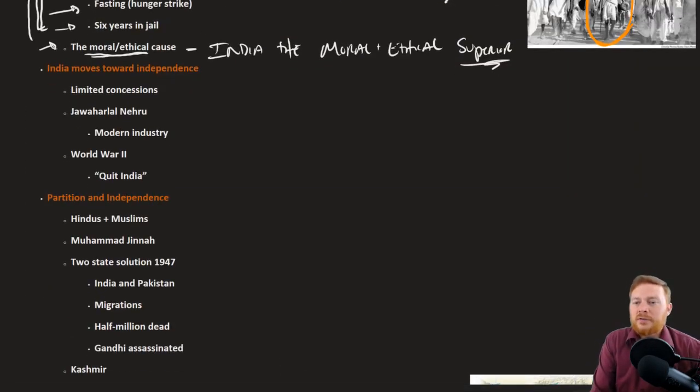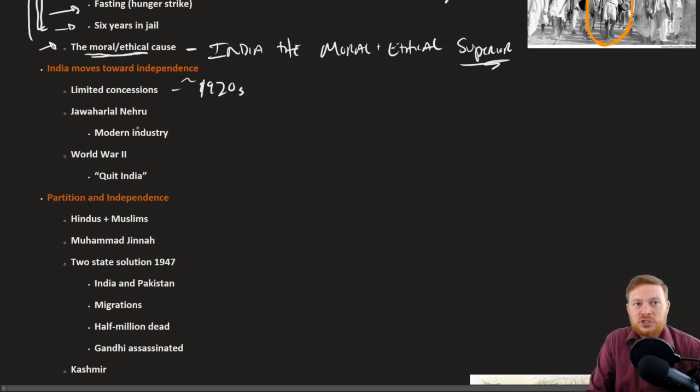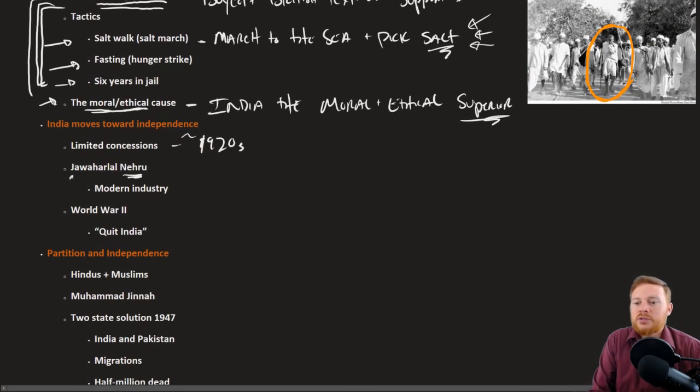Now, the pressure was certainly on Great Britain. In the 1920s, Great Britain did grant some limited concessions. More people from India played a role in the civil service government. Another important leader arose, and we usually just call him Nehru. Jawaharlal, I don't know how to pronounce his first name, sorry. But Nehru, unlike Gandhi on the economic front, wanted to invest in modern industry, to create an industrial economy.